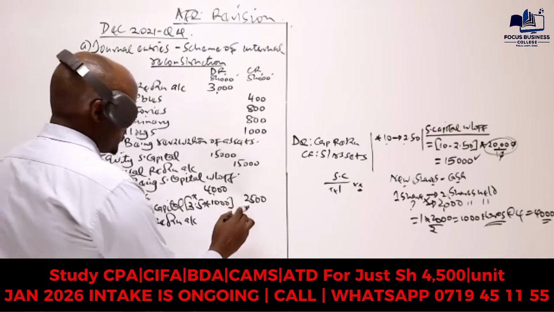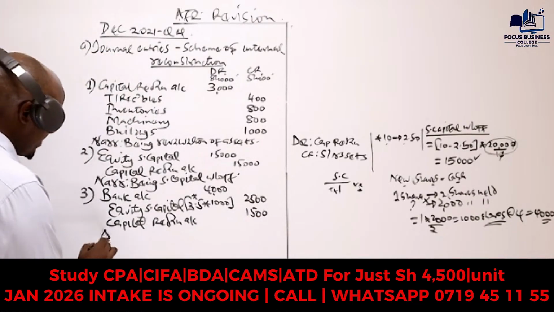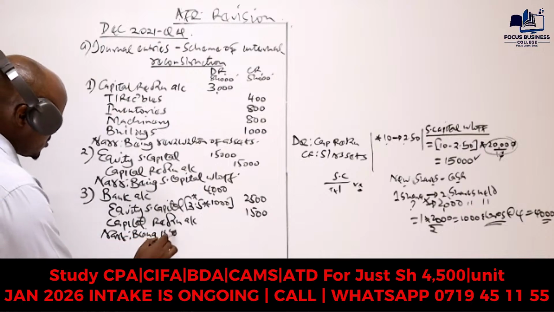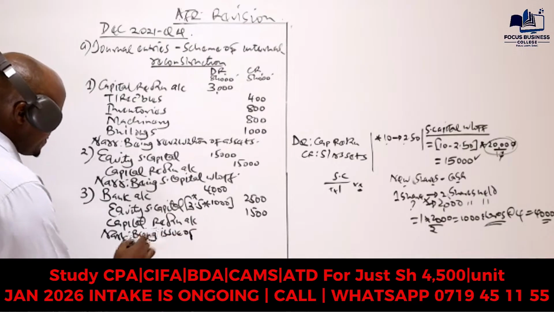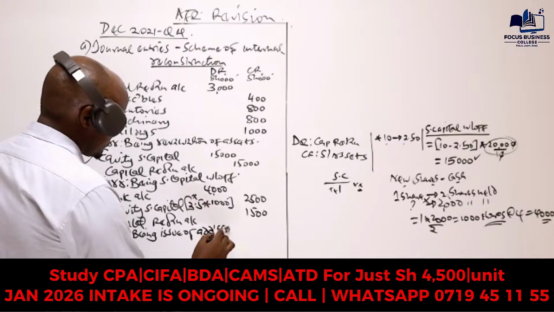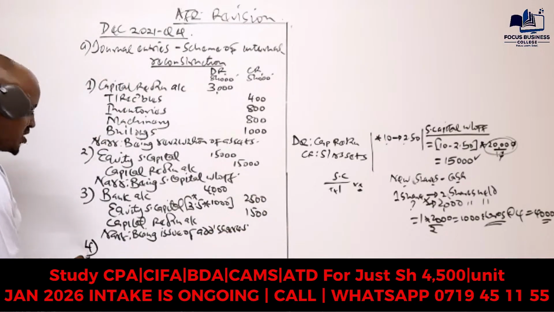And automatically that should be the difference here. That should be the difference, 15. So we give a brief narration, being issue of additional shares, or maybe being issue of shares for cash. So we are done with that.